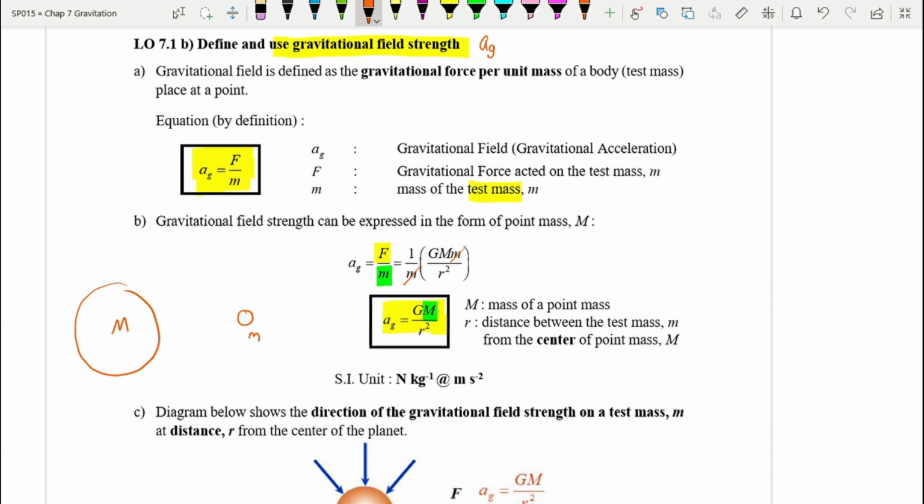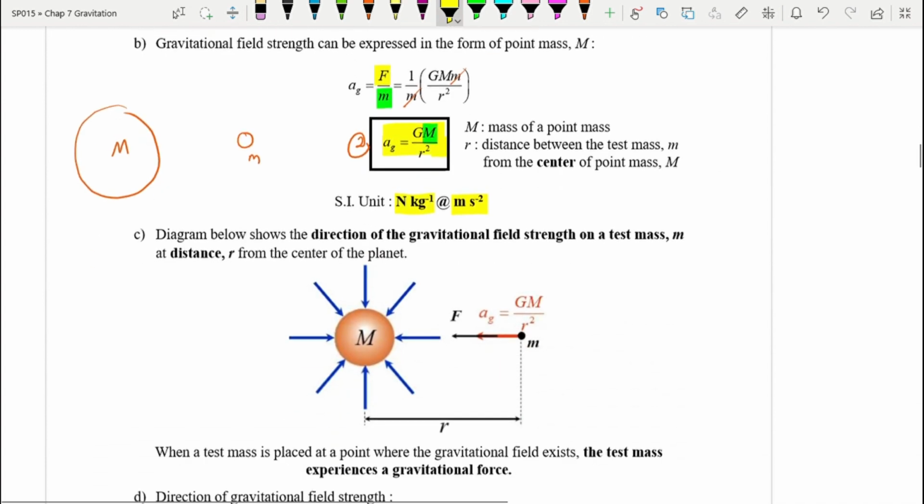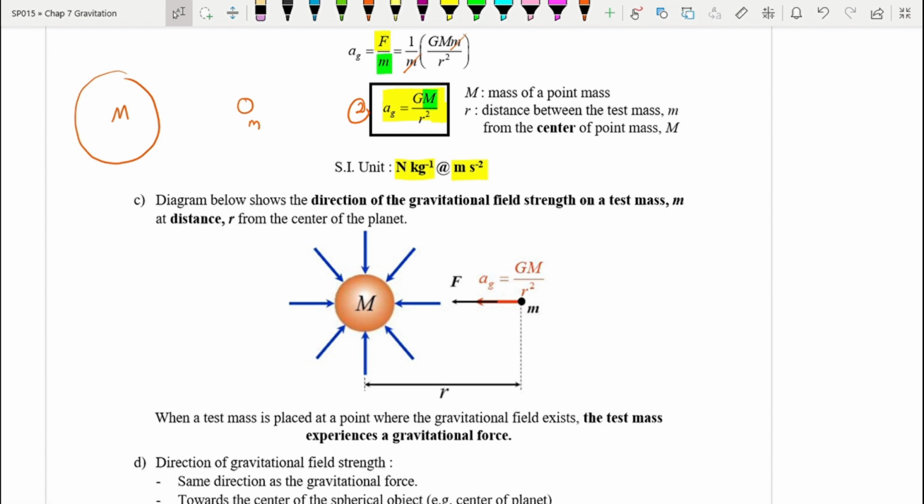Kita ada dua unit sebab kita ada dua formula. Okay, formula yang pertama dan formula yang kedua. So unit yang kita akan guna, of course, mesti dalam SI unit. So, daripada definition of gravitational field strength, dia adalah Newton per kg. Dan daripada maksud gravitational field strength itu adalah gravitational acceleration, so kita boleh gunakan unit bagi acceleration. And then, the last part of the video, I also explained about the direction of AG.